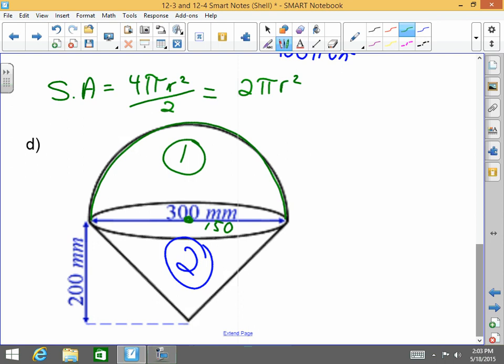No, not 6,000. What's wrong with me? 2,250. That's right. Times 2 is 4,500 pi units squared. Okay, that's the area of this hemisphere, half the sphere. 45,000? Sorry, they told me 4,500.